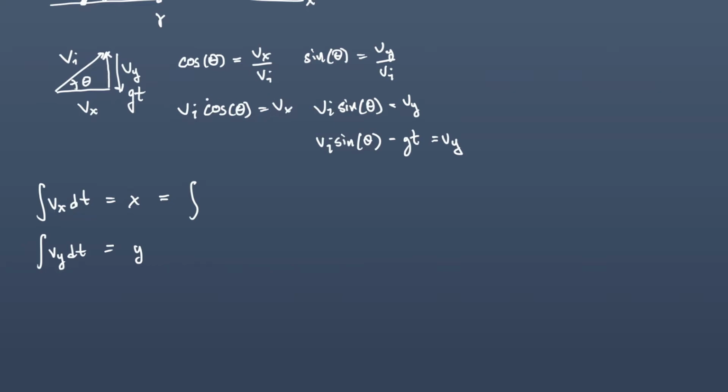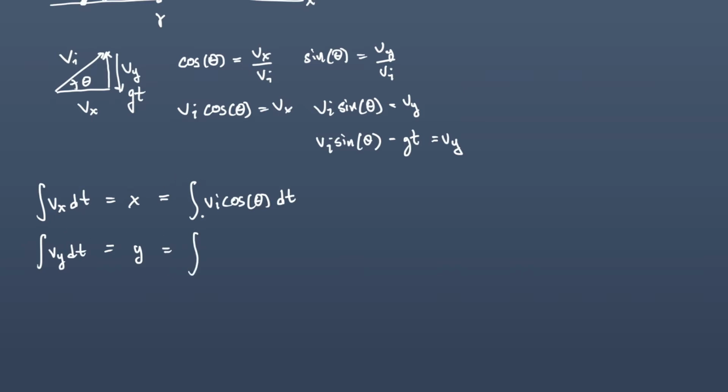So we're just plugging this in for this. So Vi cosine theta equals, so that's our Vx part, and then we have to integrate that with respect to t. If you don't know what an integral is, basically it's an operator that takes velocity and maps us to position. For right now, that's all you really have to know.